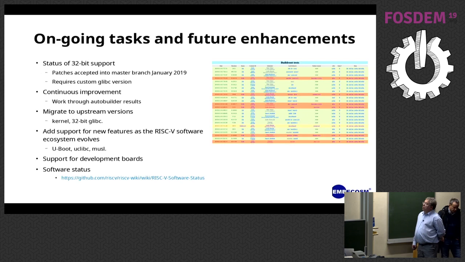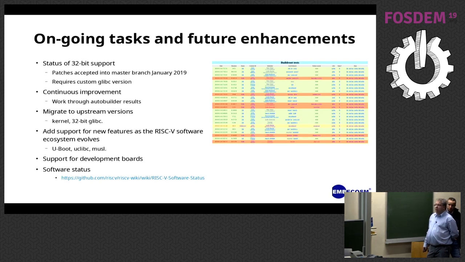A quick run through of ongoing tasks and things that I need to be looking at in the future. Firstly, I've got work to do on 32-bit support. 32-bit support patches have been accepted into the Buildroot repository recently, and it currently builds 32-bit for QEMU, but some work needs to be done on the version of glibc for building other packages.